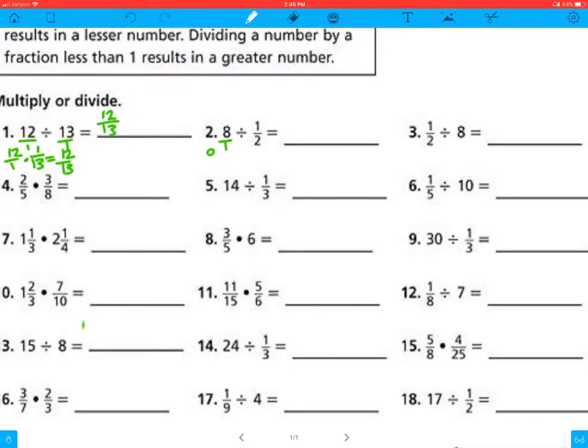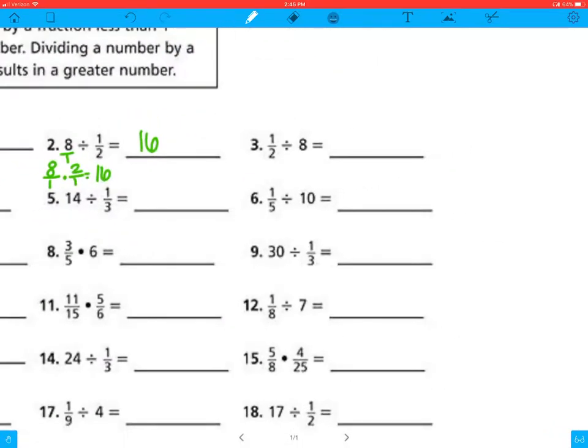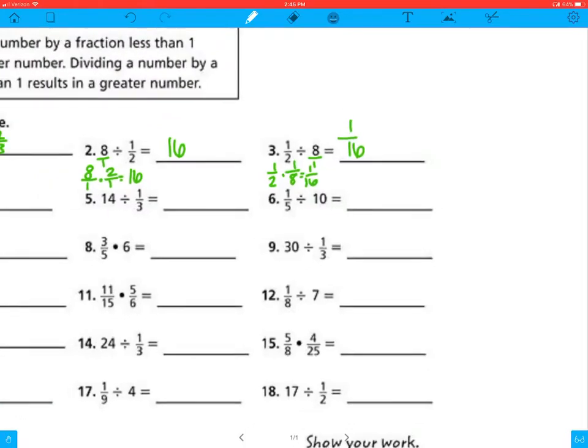8 divided by 1/2, 8 over 1, multiplied by 2 over 1, is equal to 16. So that's like if I had 8 of something, how many halves would I have? 1/2 divided by 8 is going to give me a very different answer. So 1/2 multiplied by 1/8, which is the reciprocal, is 1/16.